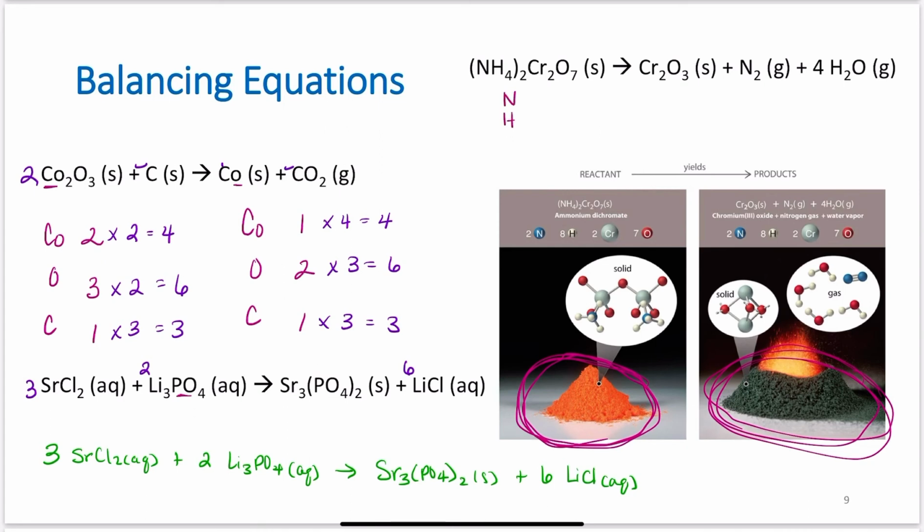I've got nitrogens, hydrogens, chromiums, and oxygens. So nitrogen, hydrogen, chromium, and oxygen. To start off, I see that I have 2 nitrogens, 8 hydrogens, 2 chromium, and 7 oxygen. Again, that's because I've got a 2 out here, so this 2 distributes through, giving me 2 nitrogen, and 2 times 4, 8 hydrogen. On the other side, I've got 2 nitrogens, 8 hydrogens, 2 chromium, and 7 oxygen.